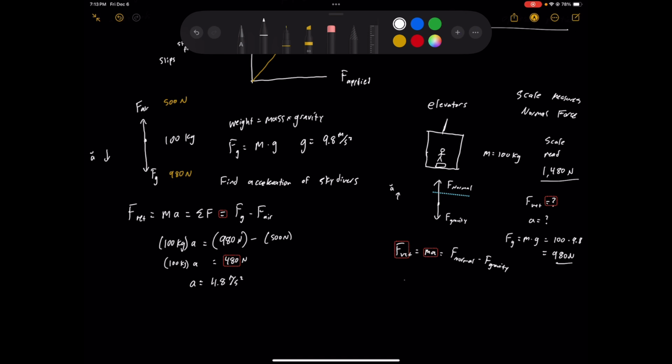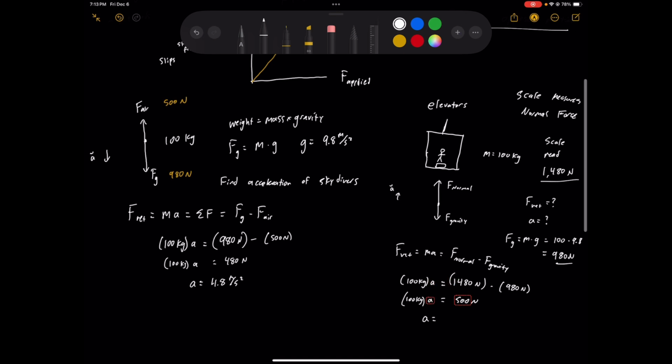So let's just plug in the numbers. And we have here 100 kilograms times the acceleration. That has to equal the net force, which is just normal force minus the force of gravity. So that's his normal force. His force of gravity is 980 newtons. All right. So for the sum of the forces, we got 1480 minus 980. That equals 500. All right. So I picked these numbers on purpose to make it nice and easy. So 100 kilograms times the acceleration. And the acceleration is just going to be 500 divided by 100. Right. So we get 5 meters per second squared.